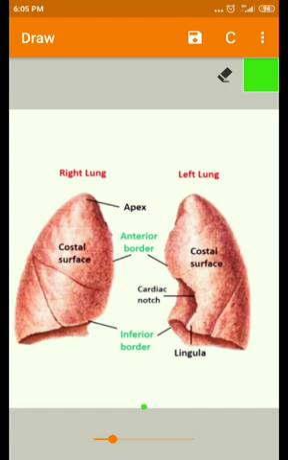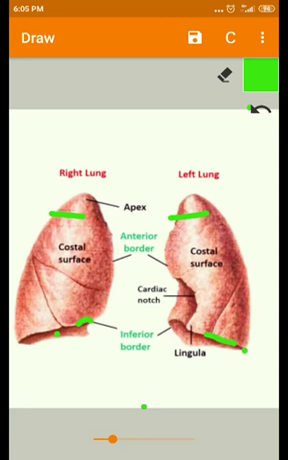Dear students, welcome back. Now we are going to see some of the other features of the lungs. In the previous videos, we have finished the introduction about the lungs and some features of the lungs, and also some of the relations related to the apex of the lung. Isn't it? Yes.